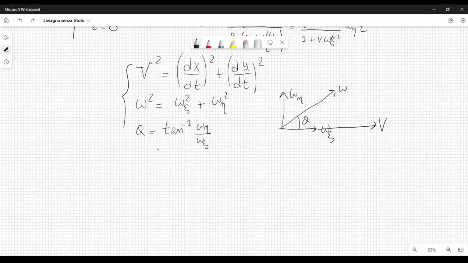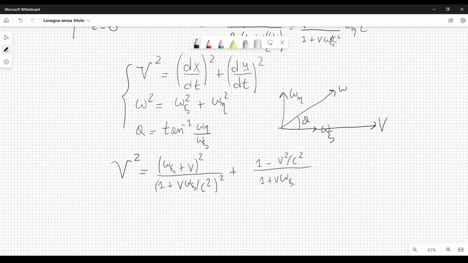They are very easy to take, and we get capital V squared equal to (omega xi plus V) squared divided by (1 plus V omega xi over c squared) squared, plus (1 minus V squared over c squared) divided by (1 plus V omega xi over c squared) squared, times omega eta squared. And we can also consider the following equations.